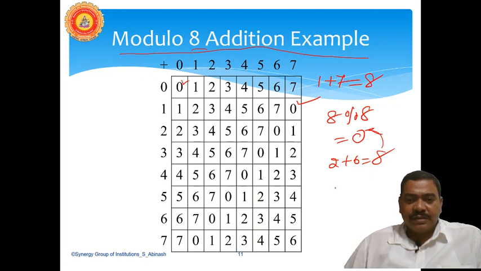And 2 plus 7 is 9, so 9 mod 8 is equal to 1. Similarly, 3 plus 5 is equal to 8, which is 0. 3 plus 6 is 9, that is 1. 3 plus 7 is 10, so that is 2. So this is the process, right? So that is modulo 8 addition.